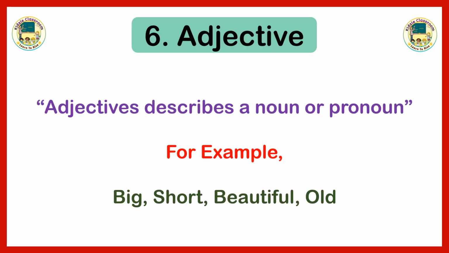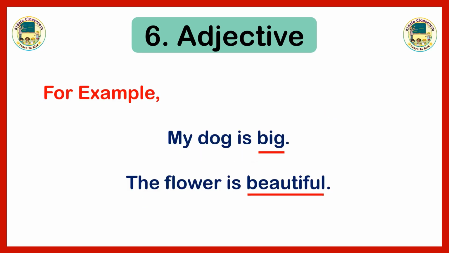Now let's talk about adjective. Adjective describes a noun or pronoun. For example, big, short, beautiful, old. Let's see the example of adjective. First is my dog is big. In this example, big is adjective. Similarly, the flower is beautiful. In this example, the beautiful is adjective.